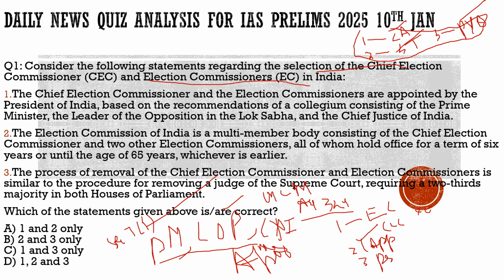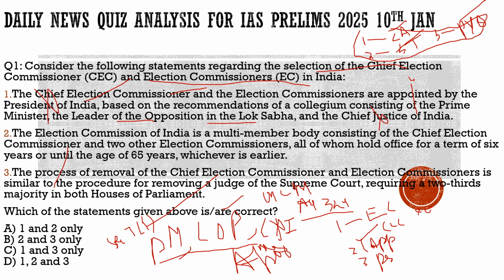Here the first statement says that the chief election commissioner and the election commissioners are appointed by the President of India, till then 100% correct, based on the recommendations of a collegium consisting of the prime minister, the leader of opposition, 100% correct, the leader of opposition in the Lok Sabha, this is what you have to know, and the Chief Justice of India, totally incorrect. It is not the Chief Justice of India, but the union cabinet minister appointed by the PM. So this first statement is incorrect.